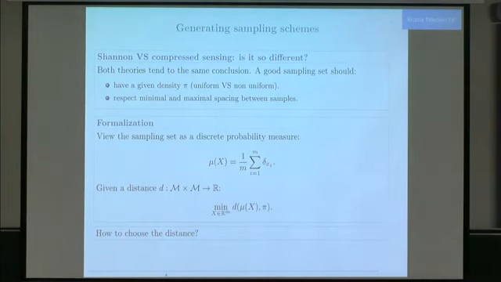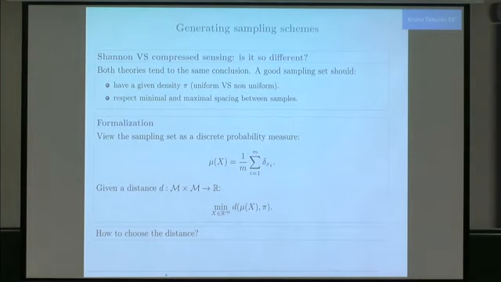So to formalize, now we will try to use this observation to generate sampling patterns. One way to formalize this is to see the sampling set as a discrete probability measure. Given a set of locations x, we can construct a probability measure, here mu of x, which is just a sum of the Dirac masses at the locations xi, and it's normalized so that the mass is 1.